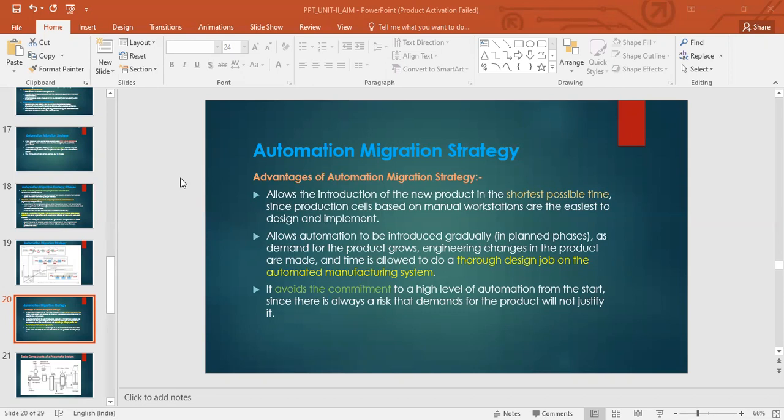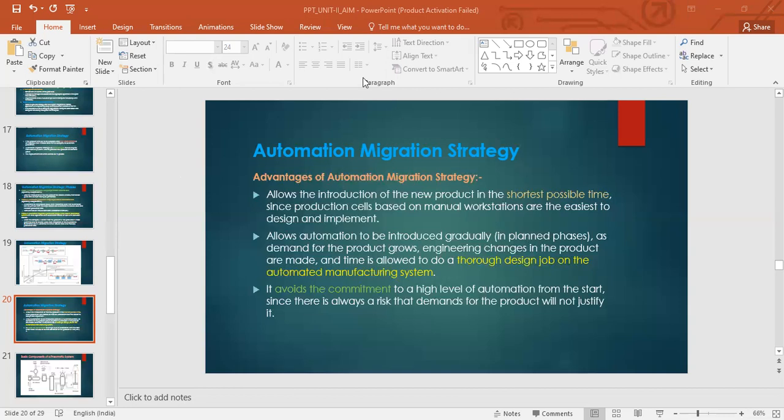Okay, that's why we are saying that we can introduce the product into the market in the shortest possible time. When we have the product design ready and we want to introduce the product into the market, you have to decide the manufacturing setup. And when you start with manual production, you can introduce the product in the shortest possible time. That's what is meant.